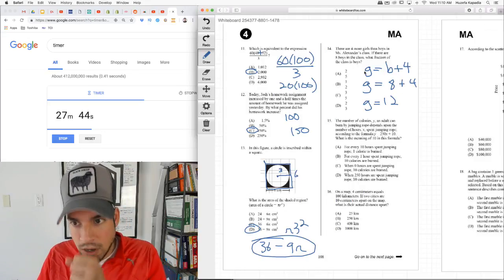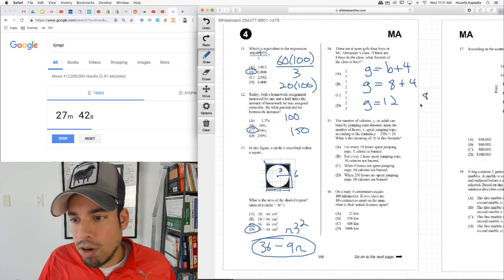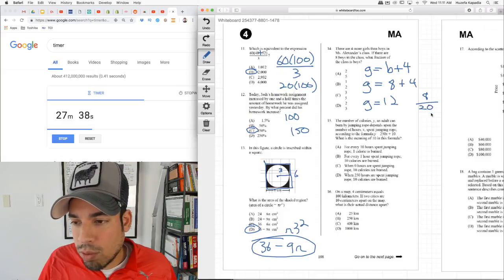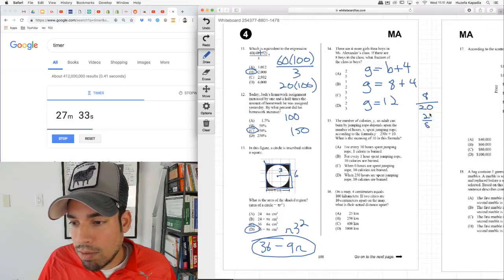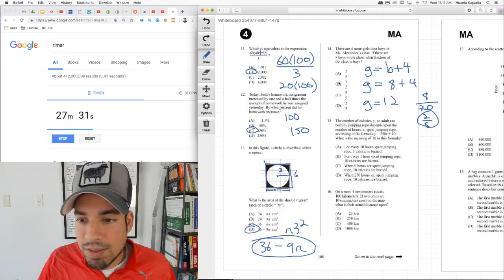What fraction of the class is boys? Well, there are 8 boys out of a total of 12 girls and 8 boys, which is 20 students. So it's 8 out of 20, or 2 out of 5. If I divide both by 4, I get 2/5. Next.